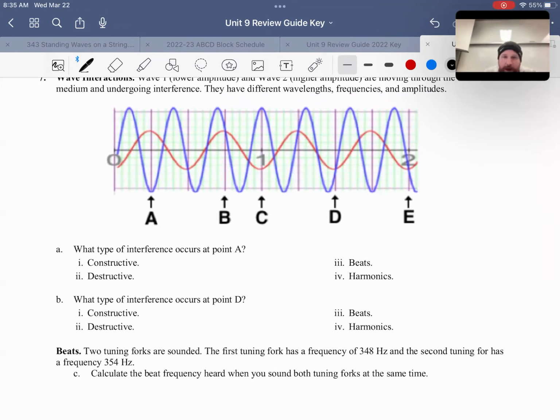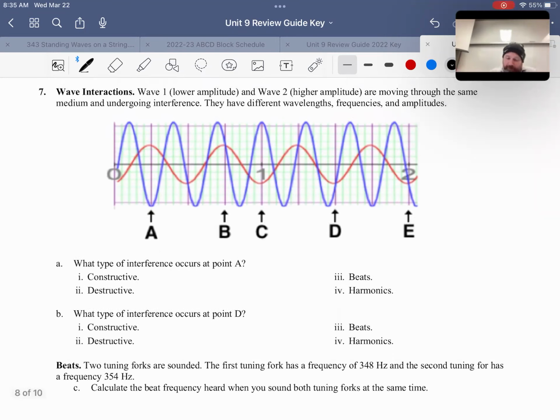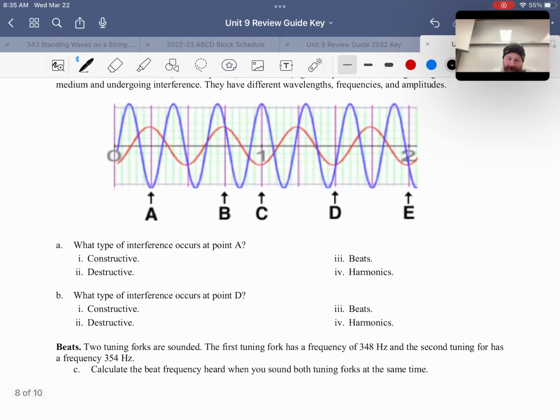So I've got two waves, a red and a blue one here, a higher frequency and a lower frequency, and different points along this timeline of what different types of interference are happening at different times. So at point A, what type of interference is occurring? Well, I see this is an up pulse and this is a down pulse. So that is going to be destructive interference at point A. Up and down will cancel out.